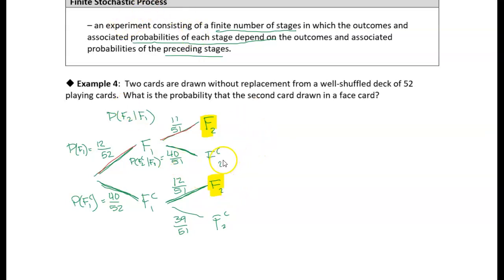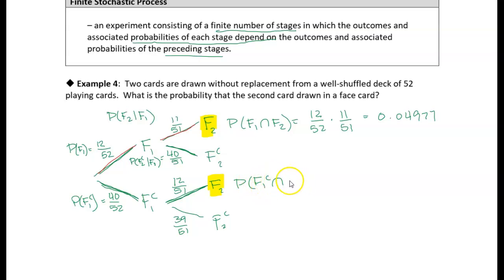Two separate ways. If we want to find the probability of F1 and F2 happening, all we need to do is multiply the probabilities along those branches. So it's 12 out of 52 times 11 out of 51, just using the product rule. When I put it in my calculator, I got 0.04977.